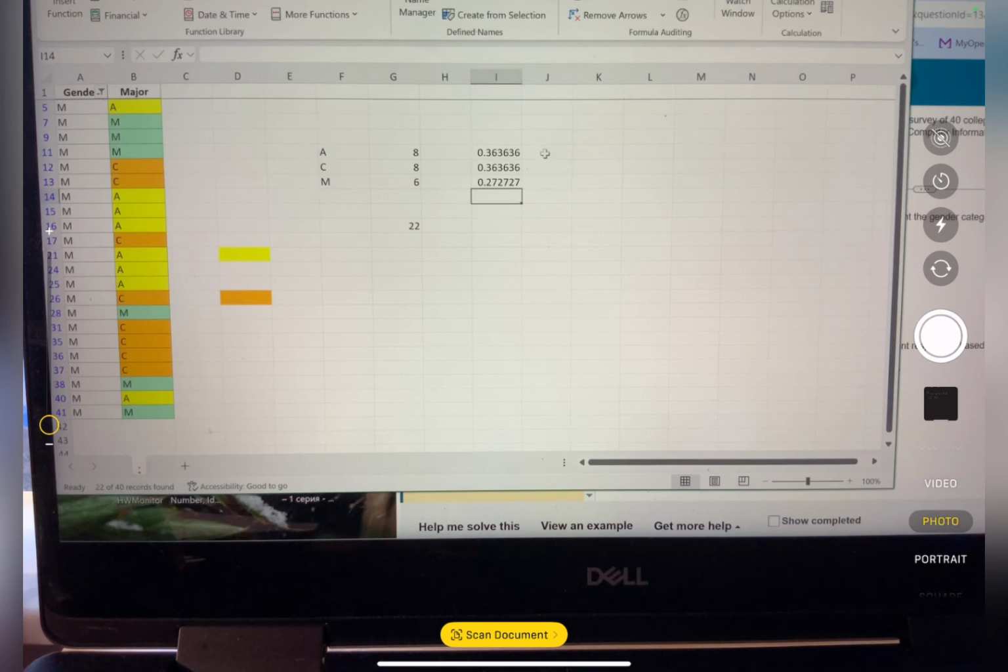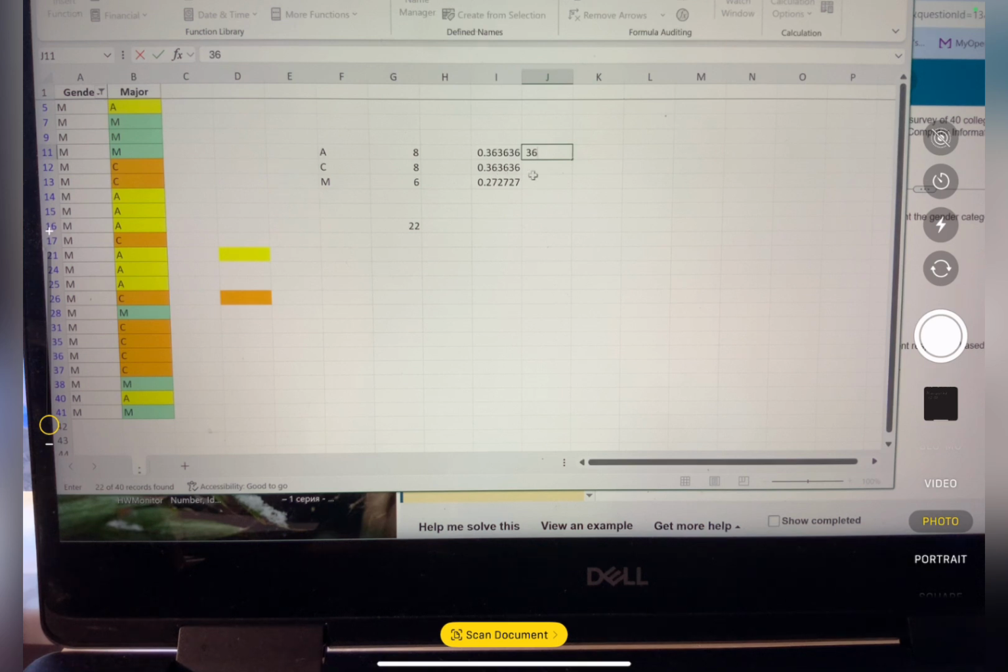So if 0.3636, I am going to round it myself. So it's going to be about 36%, right? Decimal times 100, meaning moving 2 positions. 100 has 2 zeros, moving to the right by 2 positions.